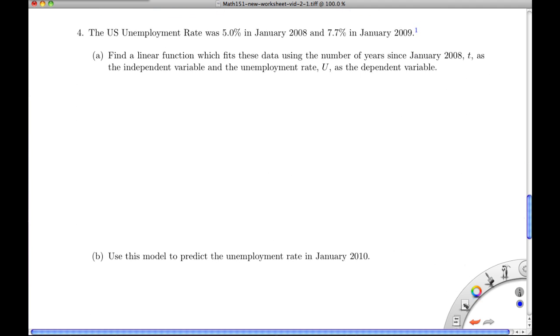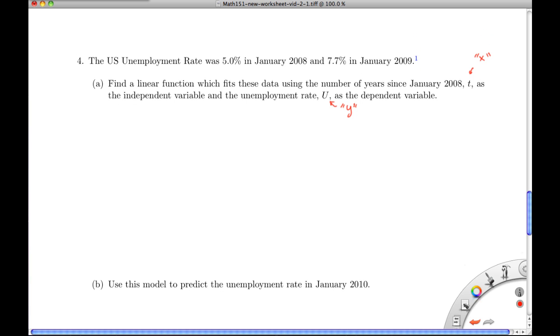So we're given the unemployment rate for 2 different years, starting in January of 08 and then again in January of 09. And we're asked to find a linear function that fits these 2 data points using the number of years since January of 2008 as t as the independent variable and the unemployment rate u as our dependent variable. So in essence, the t is going to be our x, or our input, and the u, we can think of this as our y, our dependent variable, or our output, a function of the function. So let's go ahead and see what we can do here.